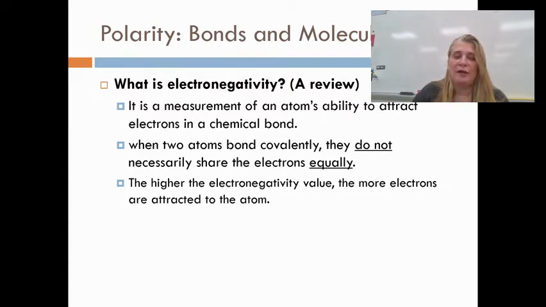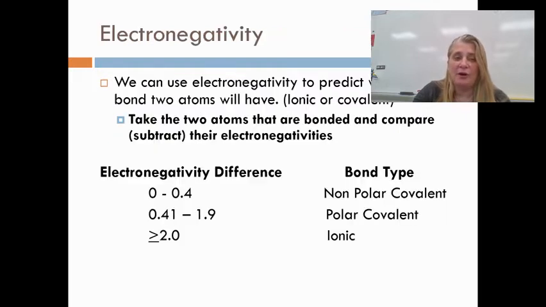The only truly non-polar molecules are diatomic elements. So you can use electronegativity to predict what type of bond 2 atoms will have, whether it's going to be ionic, polar covalent, or non-polar covalent. So very small differences in electronegativity result in a non-polar covalent bond. Middle is polar covalent bond, and greater than 2 is ionic. That's when the electrons are actually transferred.